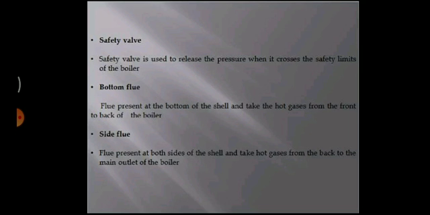The safety valve is used to release the pressure when it crosses the safety limit of the boiler. When the pressure inside the boiler rises above the safety level, the safety valve opens automatically. As an example for commercial uses, it is like the pressure cooker.